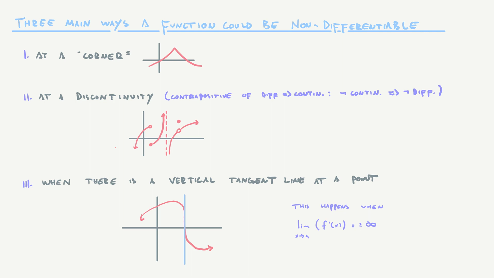An example of this happening, whenever the limit of the derivative, so we're talking about the limit of the secant line is really what this is saying here. But whenever that's plus or minus infinity, that means there's some kind of infinite discontinuity happening at a for the derivative, which is the graph of the slopes of the original function. So those are the three main ways that a function is non-differentiable.